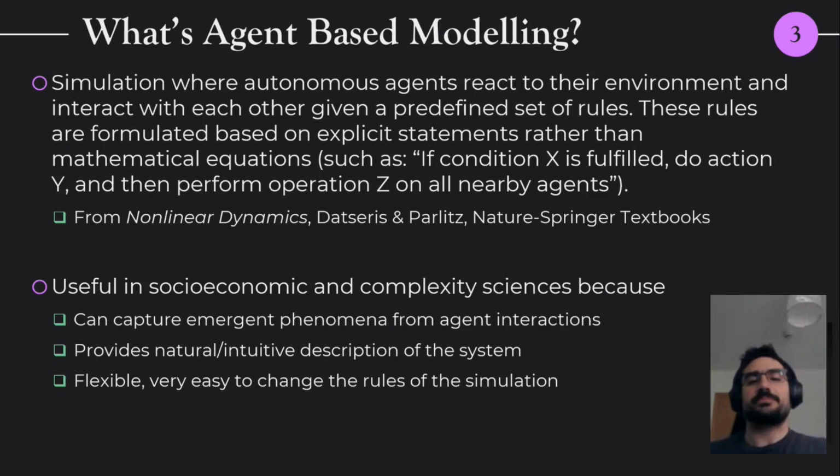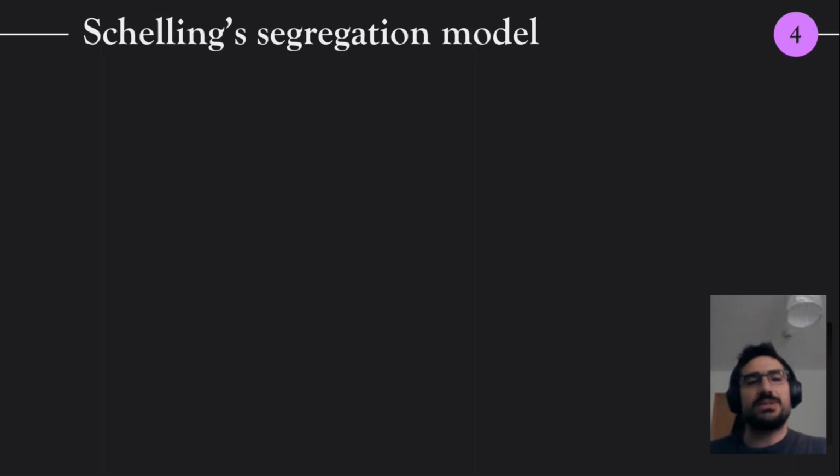So to make the abstract concrete, I always use Schelling's segregation model. It's one of my favorite things of all time.